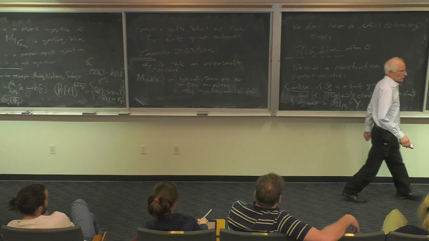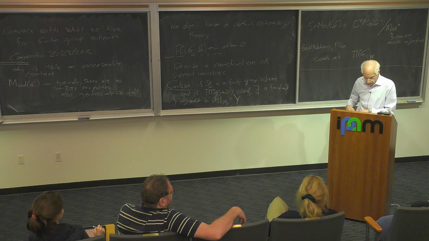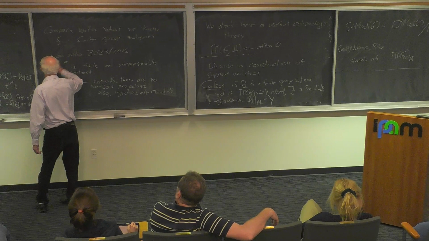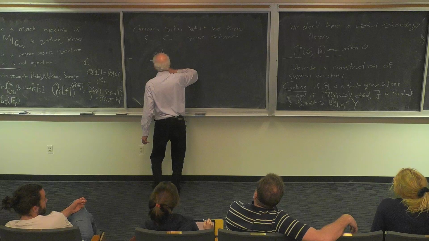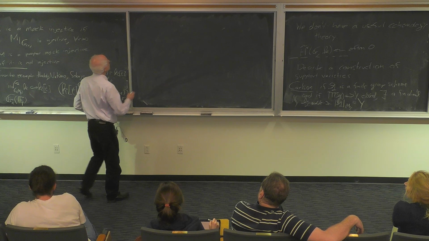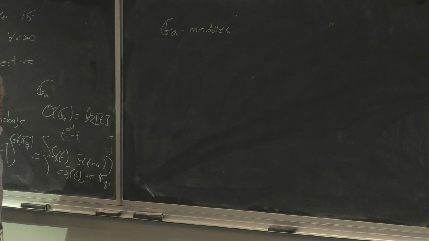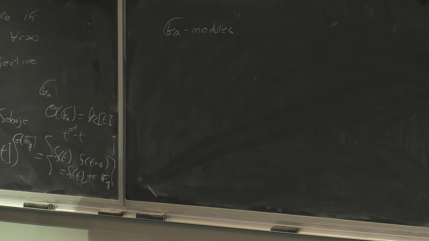Now, we could finish completely, or I could tell you what some of these words mean. Instead of saying what the words mean, I'd rather speak to one or more people who might think about this. Let's think of G_a-modules. In some sense, that's the absolute easiest linear algebraic group. So I'll tell you exactly what these G_a-modules are, and it might be familiar to you.